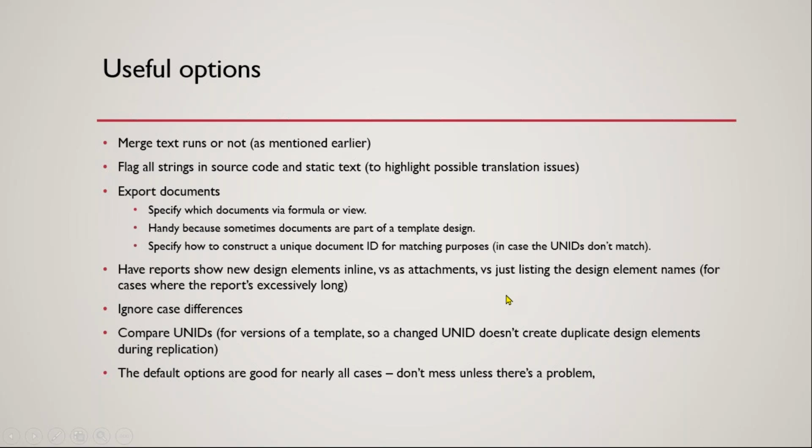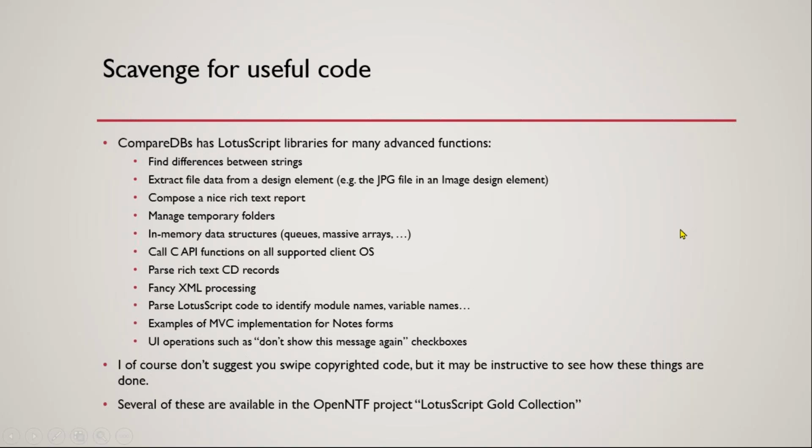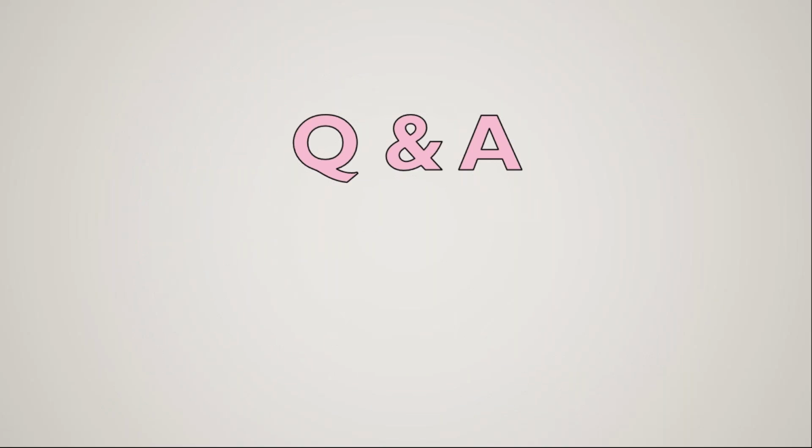But the default options are generally good. You don't mess with them unless there's a problem or unless you want to create your custom configuration. The help using document talks about all the different options and gives examples of how to write all the special formulas to identify which documents match with which other documents. And there's also a ton of advanced LotusScript code in there that you can browse. I'm not going to go through all of them, but some of them come from the LotusScript Gold collection in the OpenNTF project, and a lot of them are new stuff for doing string comparisons, for getting the data from a file-based design element, that sort of thing. And that's all I had to say about that.